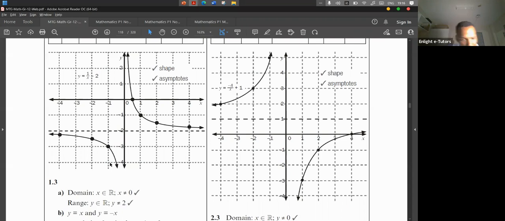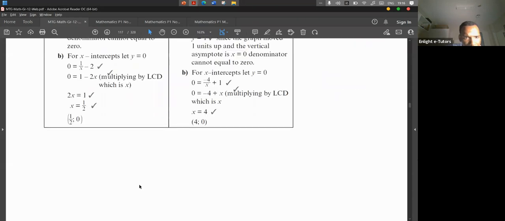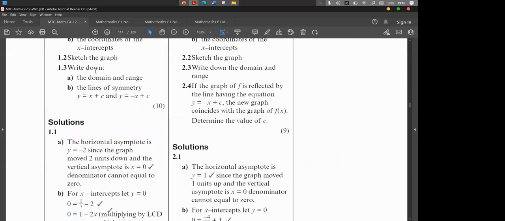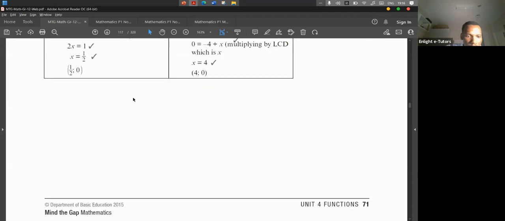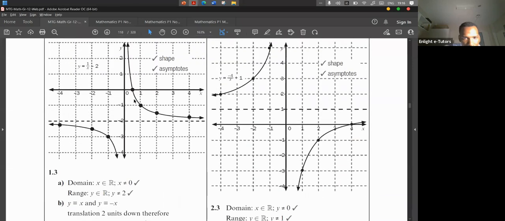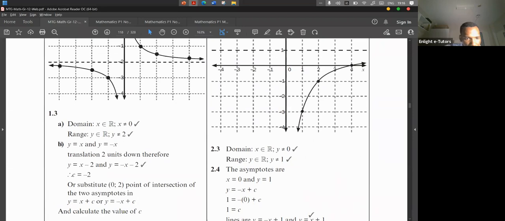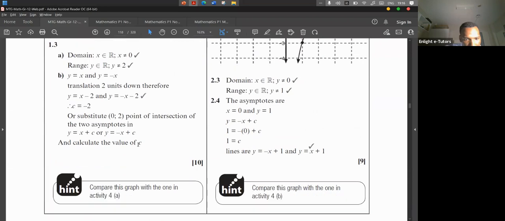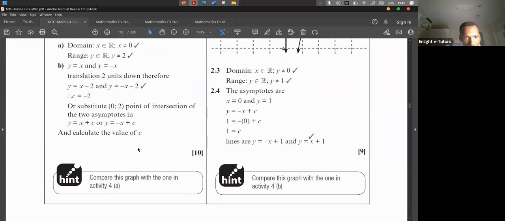Okay. And then from there, the B, what did they say for B? I didn't get the question. Oh, the line of symmetry in the form of y is equal to x plus c, or y is equal to -x plus c. Then what you do is the same thing. Axis of symmetry, you just translate downwards. Okay, no. y is equal to x and y is equal to -x. I'm going to show you the easier way of doing this.